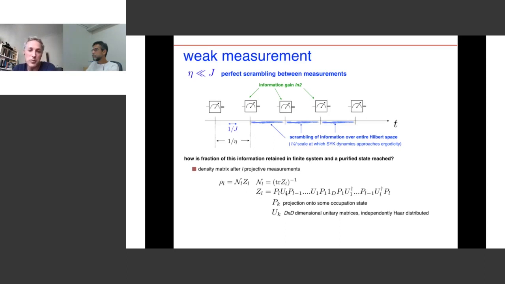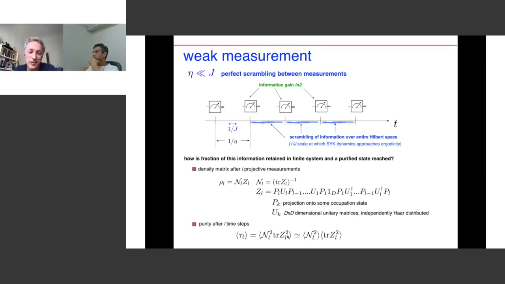Well, this would be a density matrix that is not normalized because we have this projection operation. We do not do the normalization. So we have to separate the normalization, which is just the trace of this density matrix. With this, we can then calculate the purity after L time steps as the average over all these random unitaries of the normalization factor squared times the trace of this unnormalized density matrix squared.